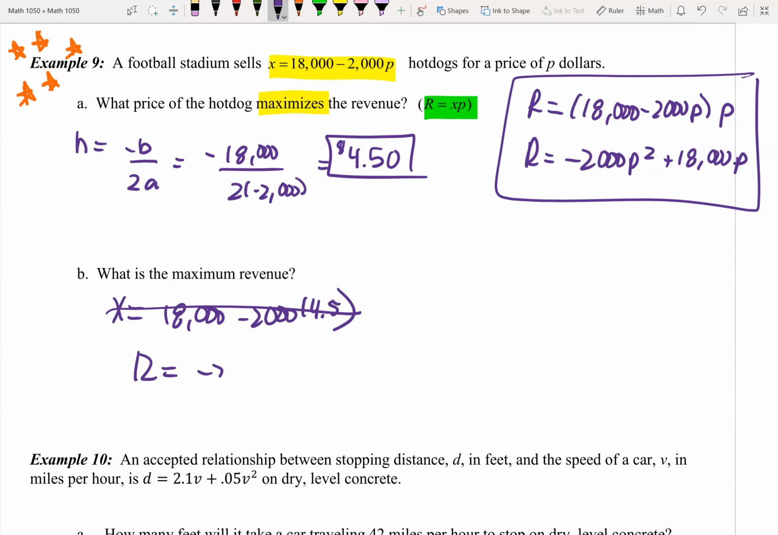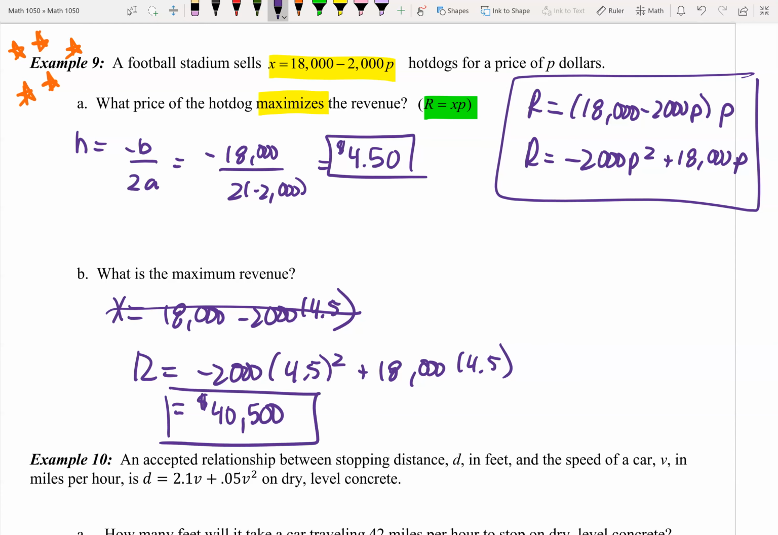So it's revenue equals negative 2,000 times 4.5 to the second plus 18,000 times 4.5. Grab your calculator: negative 2,000 parenthesis, 4.5, close it off, x squared plus 18,000 times 4.5, close it off. You get 40,500. Every word problem has a label. What's my label? Dollar sign. Yep. Done.